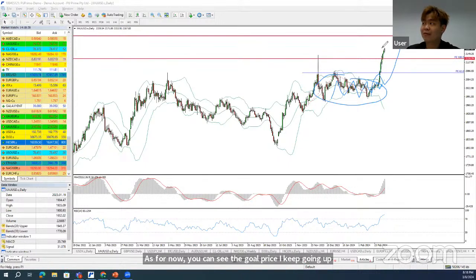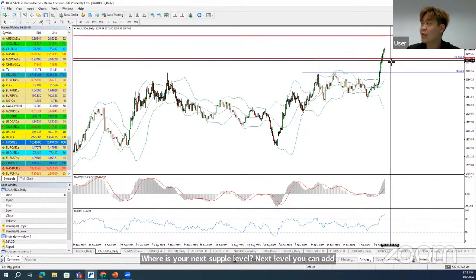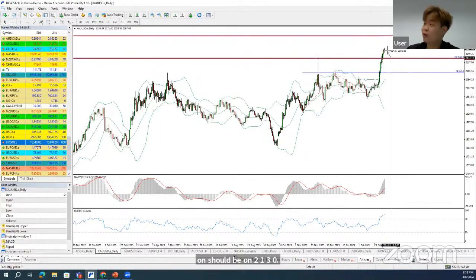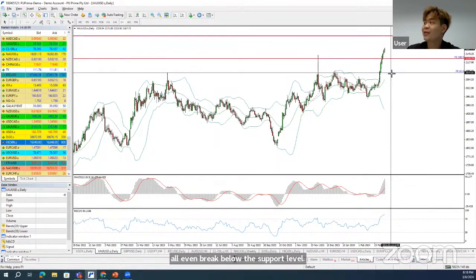You can imagine if the data is too good and the gold price drops, where is your next support level? The next support level you can add on should be 2130. It's a very, very huge gap already. And imagine if it even breaks below that support level, then the next target should be the Fibonacci 17.8%, 2080. So all of this movement is very, very huge.